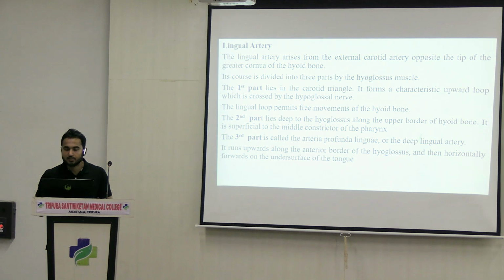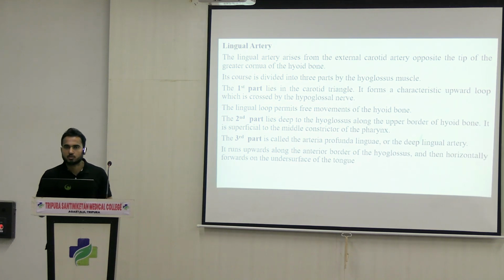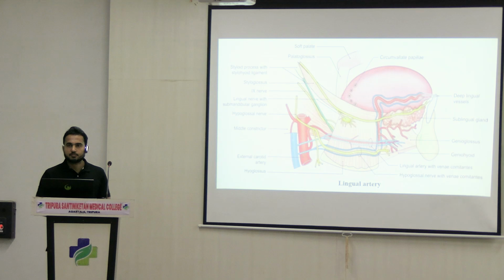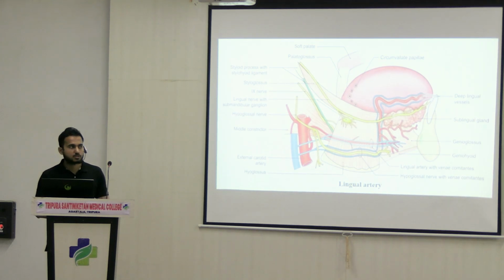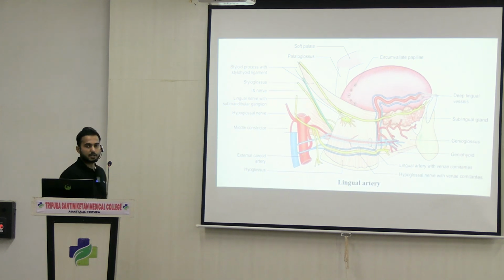Now if you see the first part, it is situated in the carotid triangle, and the first part has a loop-shaped course. If you see the course of the first part, it is loop-shaped. Let me show you the diagram. Can you see the diagram? Can you locate where the lingual artery is situated? See, this is the lingual artery. So this is the first part, this is the second part, and this is the third part.